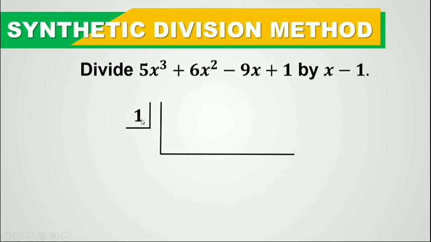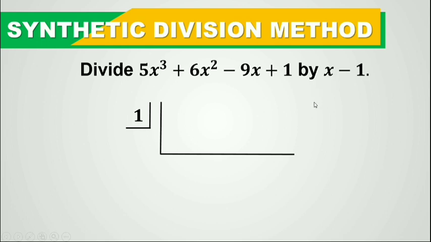So in other words, the number that will be placed here is just the inverse of the number here. If this is negative 1 or minus 1, this will be positive 1. If this is positive 1, this should be negative 1. So you will be basing your divisor on this part, because this is also the divisor.